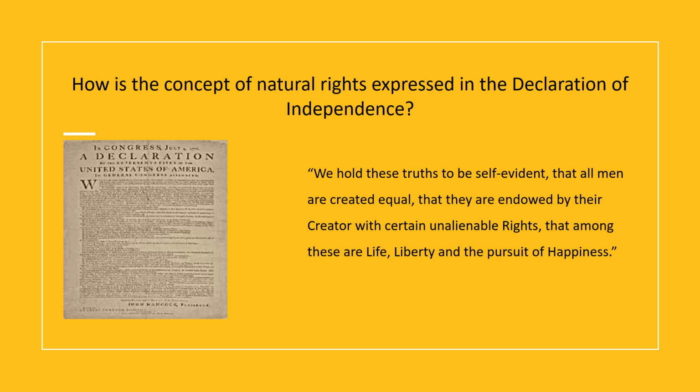But what are those natural rights? Here's where the writers of the Declaration say, among these unalienable rights are life, liberty, and the pursuit of happiness. So first, because we exist as people, we are endowed, we are given rights because we are born. What are those rights? Those rights are listed as life, liberty, and the pursuit of happiness.